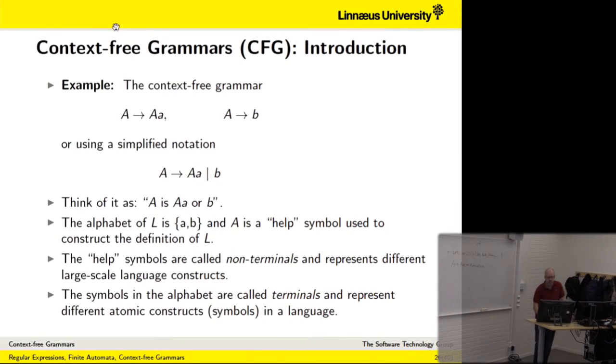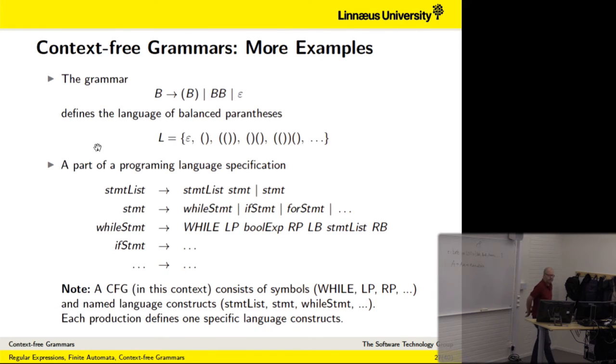So a context-free grammar consists of rules like this. A simplified notation is to say that A can go to AA or it can go to B. So this one is just a shorter version of these two rules. Think of it as this one is this one or this one. A and B is our alphabet, and uppercase A is a help symbol. If we are talking about the terminology used for context-free grammars, these ones are called non-terminals, and these guys are called terminals. But whatever you want. I will probably switch. This is a grammar.